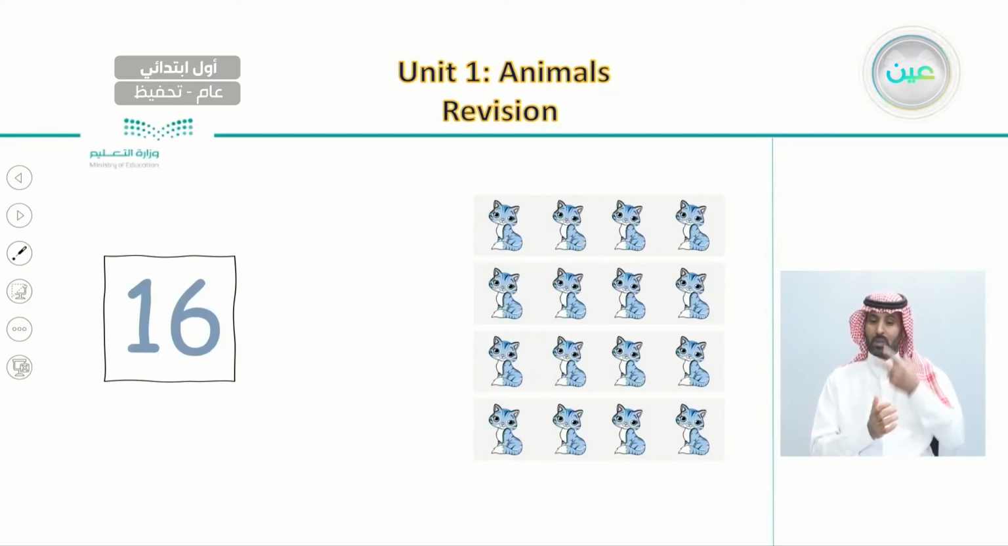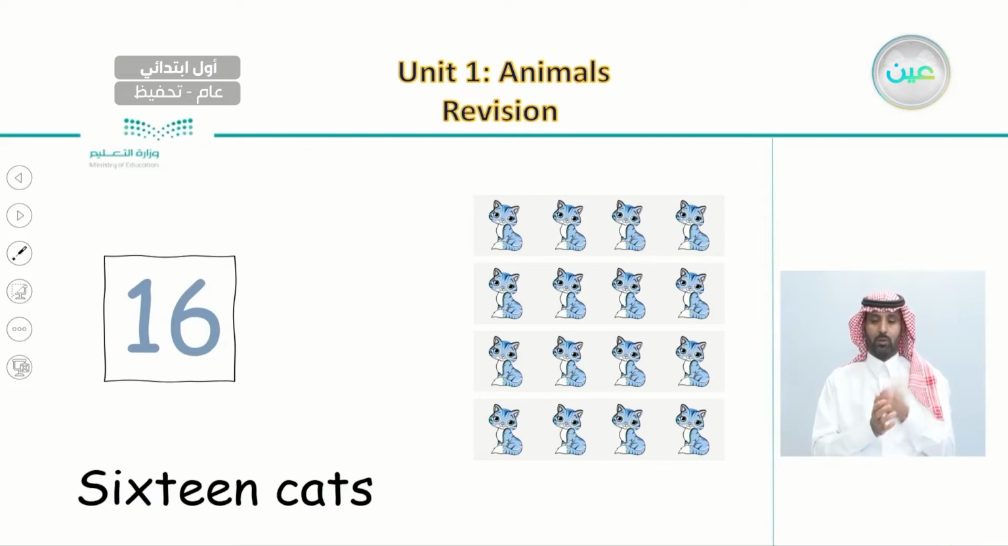Can you tell what is this animal? It is a cat. And how many cats we have here? Let's count them again. So here we have 1, 2, 3, 4, 5, 6, 7, 8, 9, 10, 11, 12, 13, 14, 15, and 16. So here we have 16 cats.